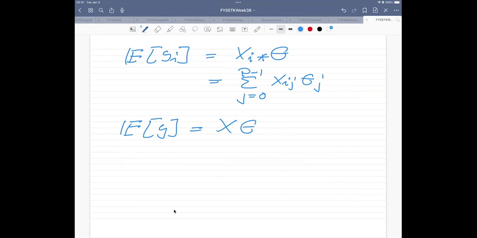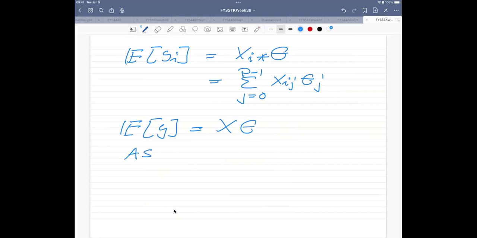Now, in this case, since epsilon is given by a normal distribution, we now make an assumption about y. And this is the assumption which Gauss made when he derived the ordinary least squares equation based on a probabilistic assumption. So let's now make an assumption.